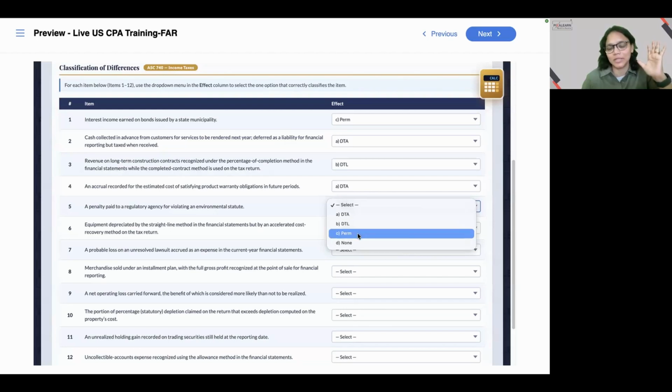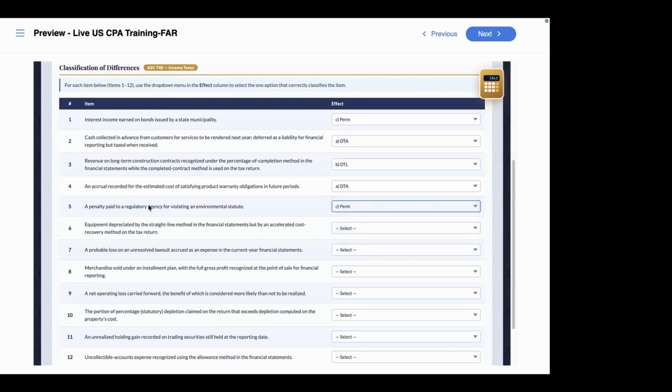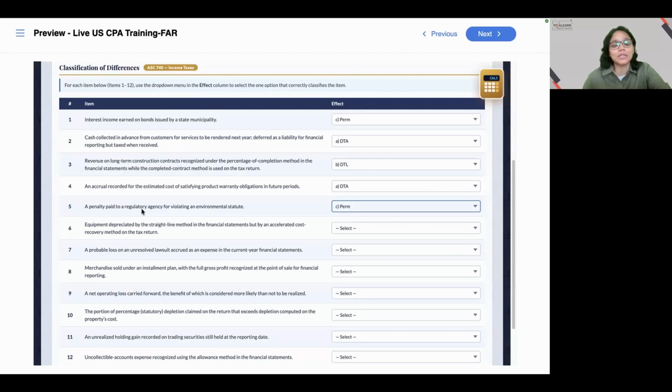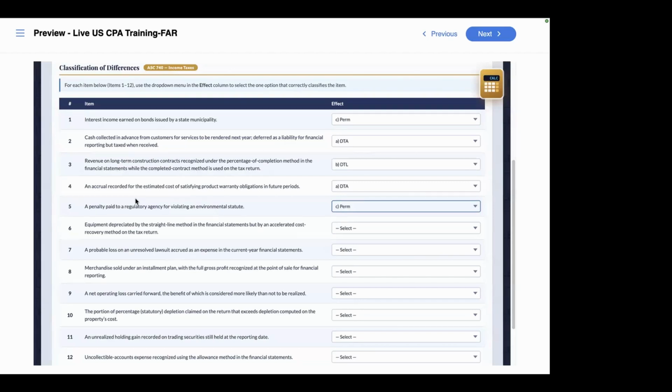Tax will never allow it as a deduction, right? So to this extent, the amount of tax will become more in the current year and it will never get reversed. Is that clear?